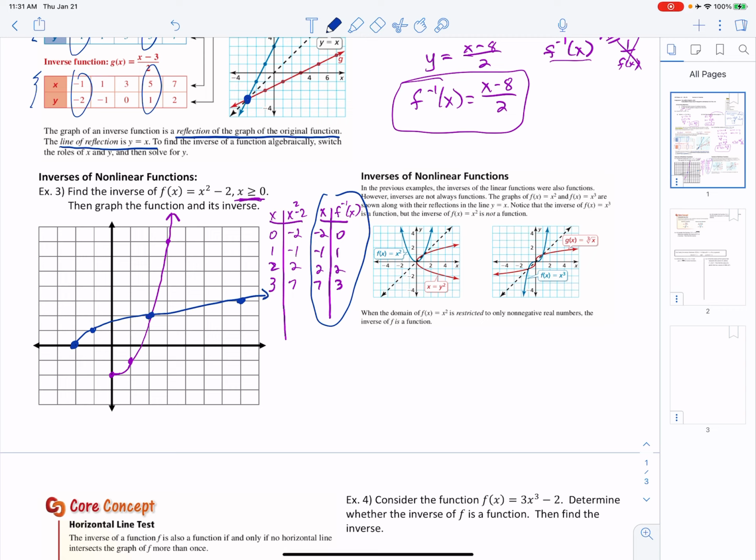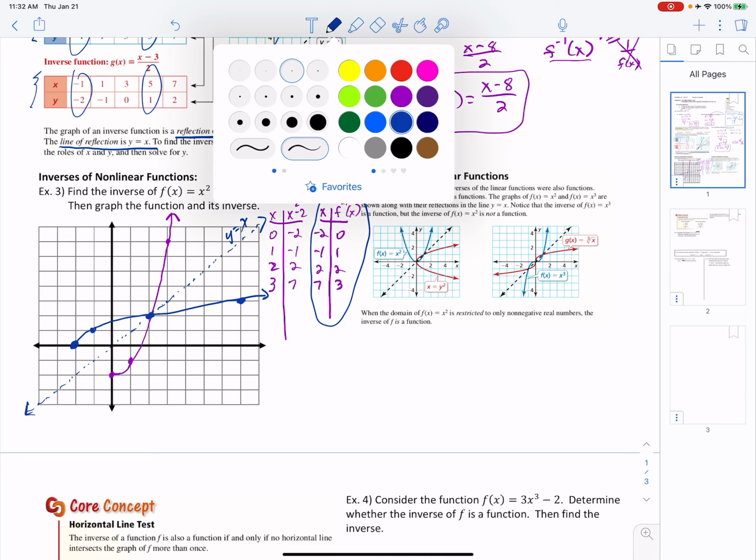Remember, ordered pairs on the inverse switch: x and y switch. Domain and range are switching. And remember that inverse functions are reflections over the line y equals x. If I put in that line y equals x, going through the points where x and y have the same values, there's that line y equals x. These are reflections over that line. And as I'm looking at this, I can talk about domain and range as well.